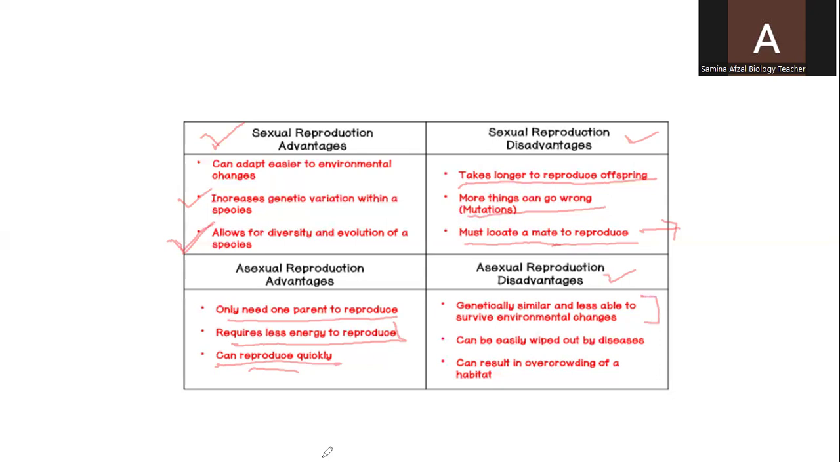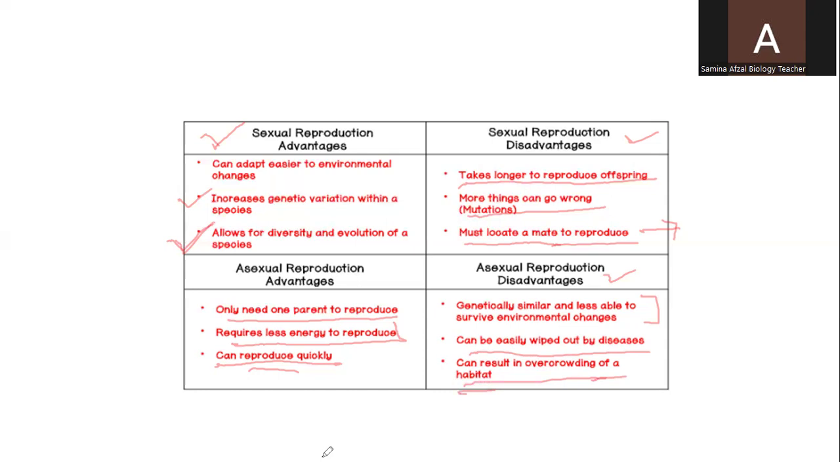Due to less genetic variability, in any case, any problem or issue in the environmental temperature or other variables, the organisms will not survive. They can be easily wiped out by disease. If one organism is getting a disease, the others will also suffer with that disease, and they will not be available on the earth. In simple words, it can result in overcrowding of a habitat.